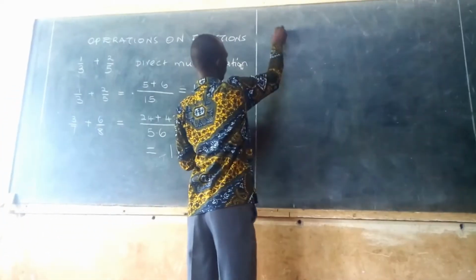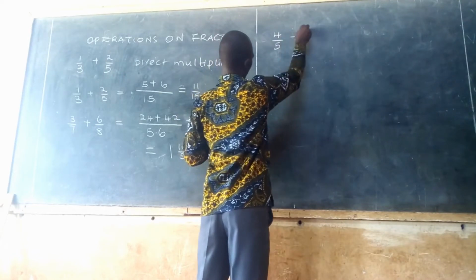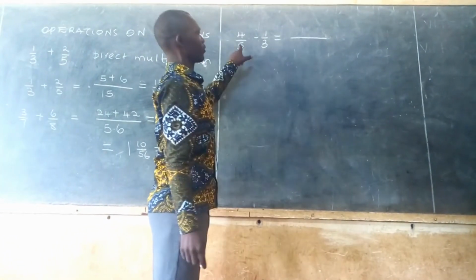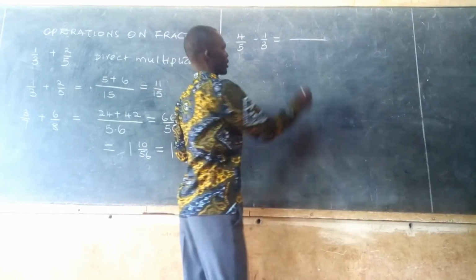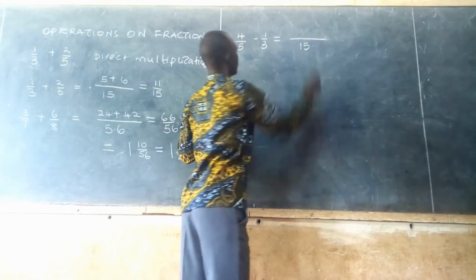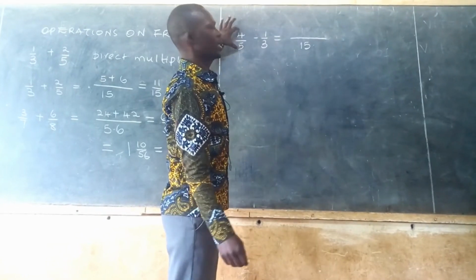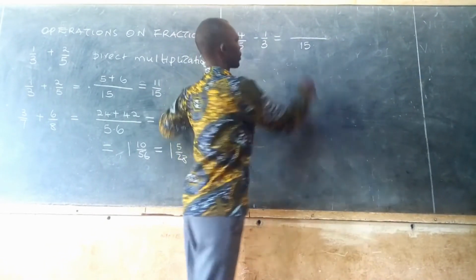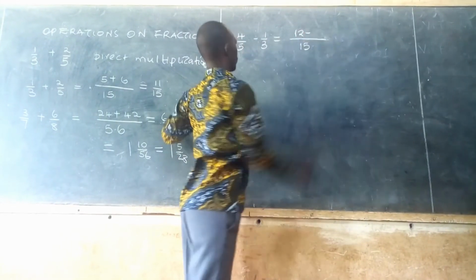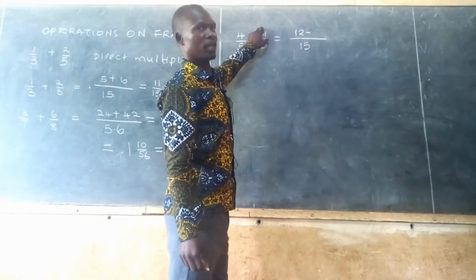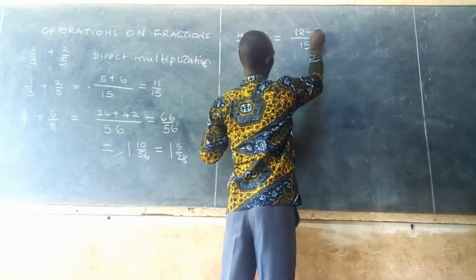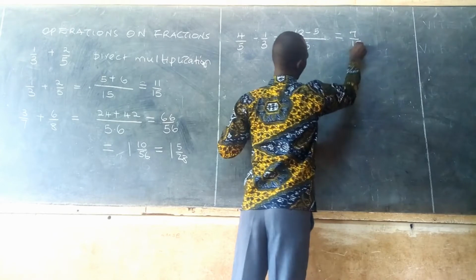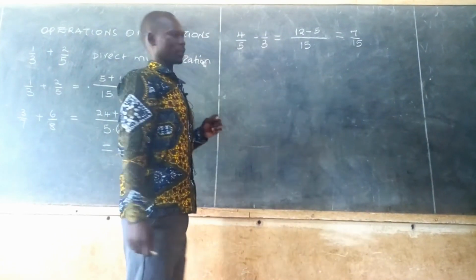If I'm given 4/5 minus 1/3, all I need to do is to multiply 5 times 3. What does that give me? 15. Then you must begin with the first fraction, so I'll say 3 times 4, that will give me 12. Then 5 times 1, that will give me 5. At the end of the day, what do I have? 7/15. Very simple and direct.